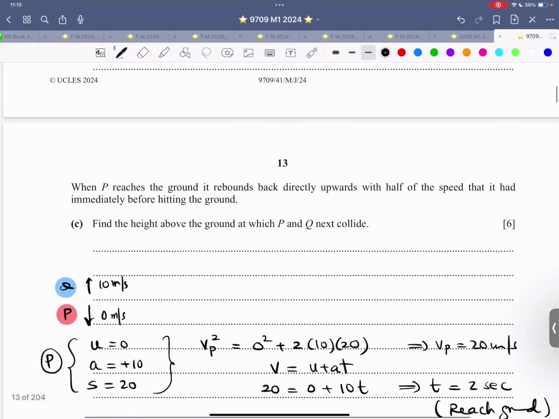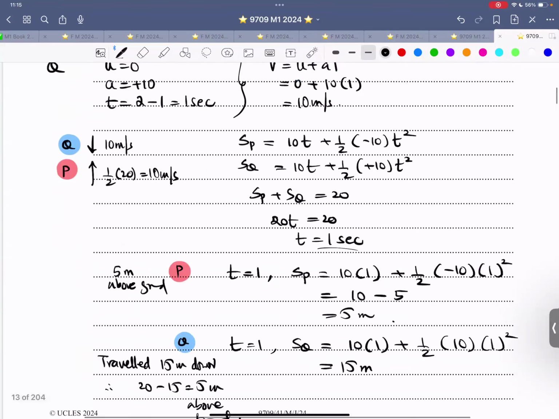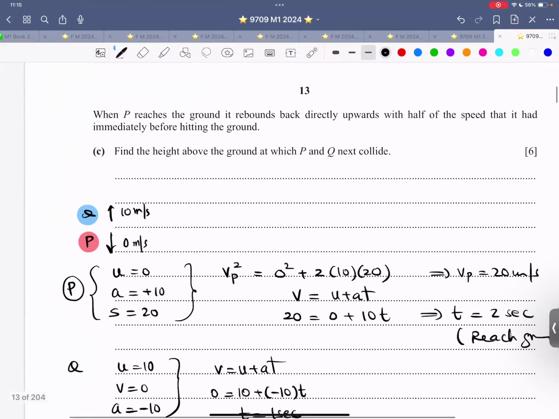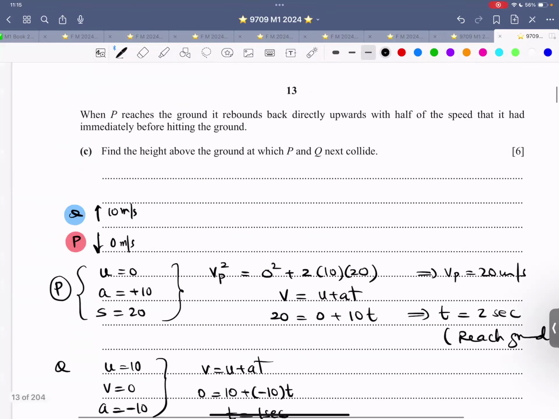Now the next part, that is part C, and that's a long part. I think it's worth 4 or 5 marks, 6 marks, okay. So now it says, when particle P reaches the ground, it rebounds directly upwards with half the speed that it had immediately before hitting the ground. Find the height above the ground at which P and Q next collide. So there is P, there is Q, and there would be another collision. Now, this is for 6 marks.